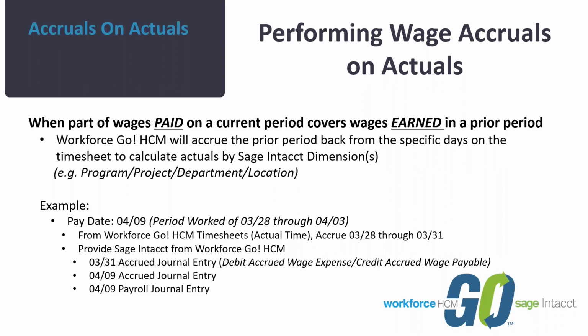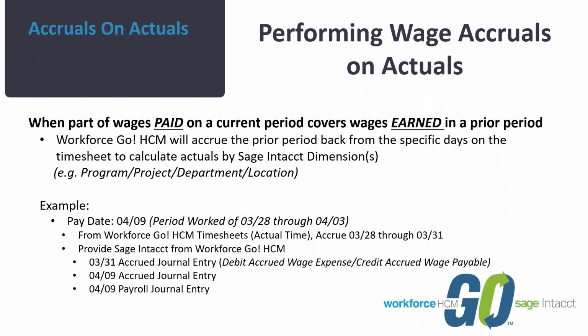So we're taking that information and allowing you to do that wage accrual based on your actual activity for the covered periods of what was paid versus what was earned in a prior period. An example of this, if we use a general pay date like April 9th, which would cover the period worked of March 28th through April 3rd.